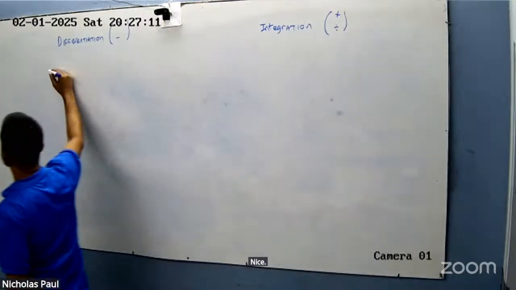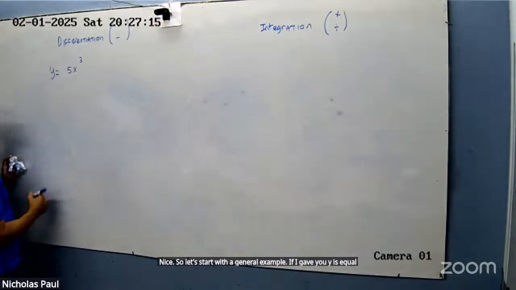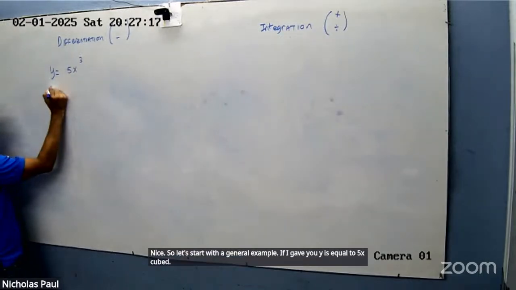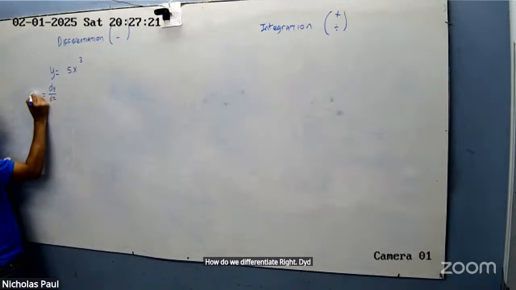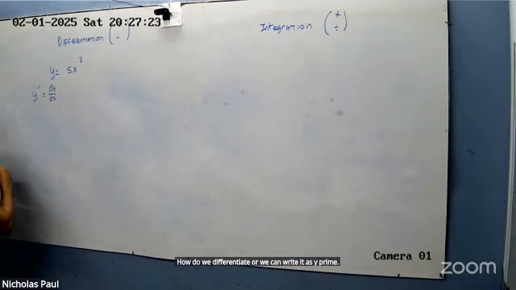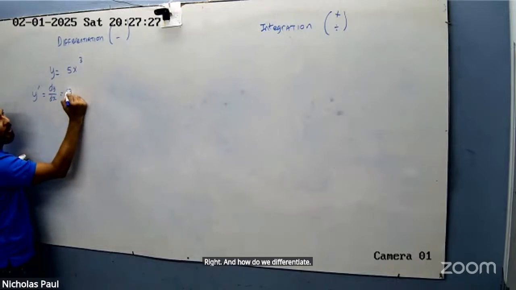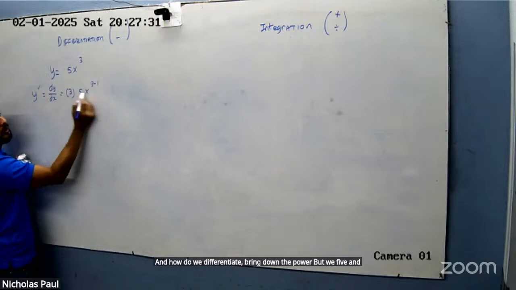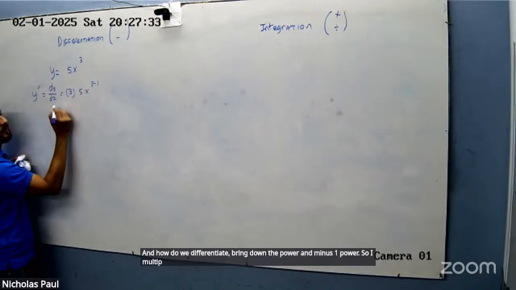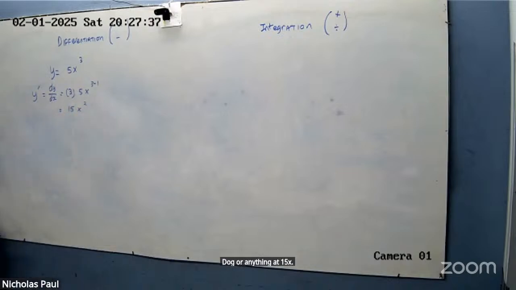So let's start with a general example. If I gave you y is equal to 5x cubed, how do we differentiate? We write it as dy/dx, or we can write it as y prime, right? Bring down the power, write back the 5, and minus 1 from the power. So I multiply and minus. I'm going to get 15x squared. That's how we differentiate.